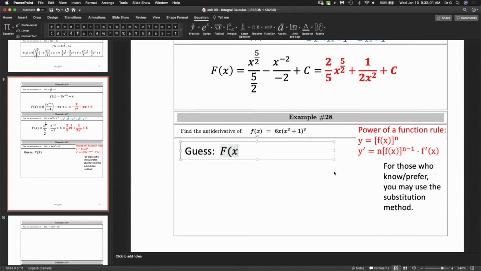I'm going to guess that the antiderivative is equal to this.